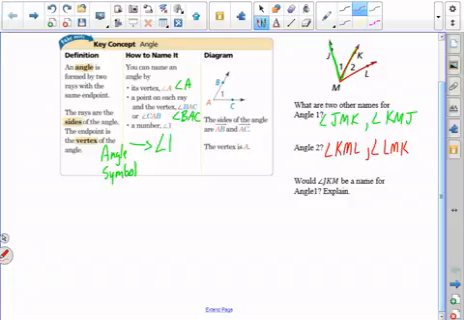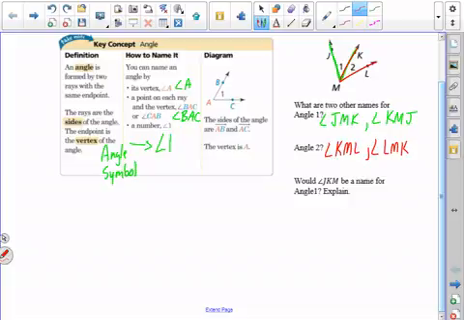So the question at the bottom is one that I would like you to think for a moment and write your own answer down before I put mine up on the board. So would it be okay to name angle 1 angle JKM? Yes or no? But be able to provide a complete sentence as your answer for your explanation. So go ahead and pause the video, answer it, write down your answer, and when you're ready, hit play and see what I write.